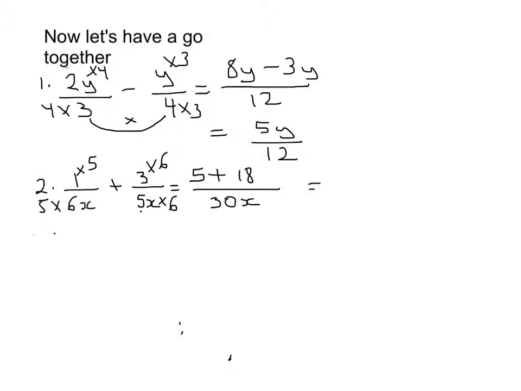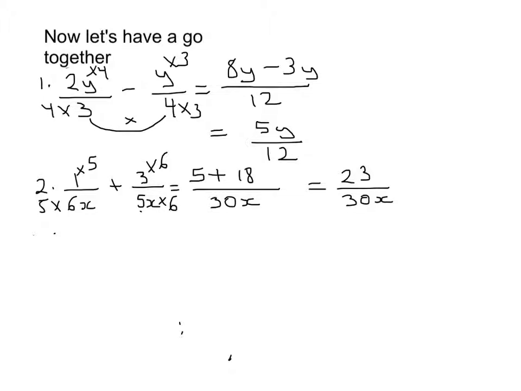Okay, I'll just write the answer here because I need more space for the next question. So 18 plus 5 is 23 over 30x, and I leave it. It doesn't simplify, so I just leave it.